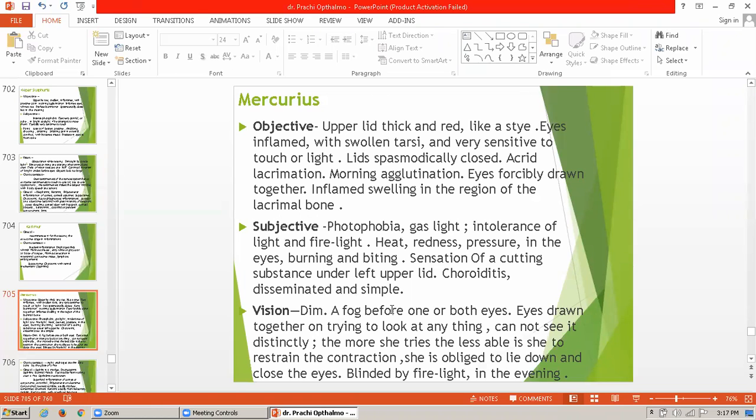Vision is dim, with a fog before one or both eyes. Eyes are drawn together on trying to look at anything, and she cannot see it distinctly. The more she tries, the less able she is to restrain the contraction. She is obliged to lie down and close the eyes. She is blinded by firelight in the evening.